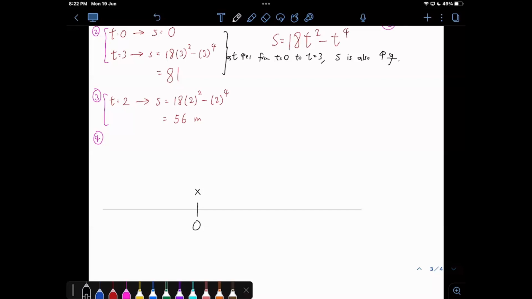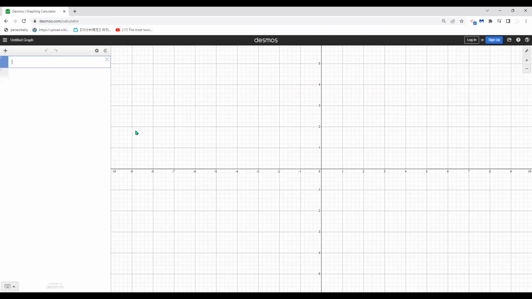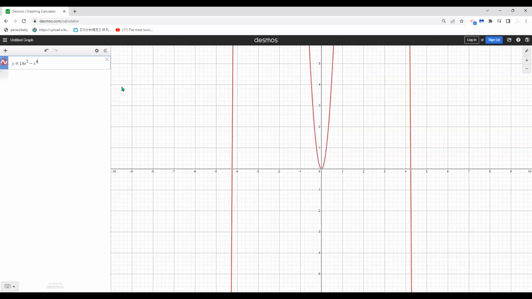Do you believe me? If you don't believe me, let me convince you. Desmos, just draw the graph. Let me just set up the graph over here. Can you see the Desmos screen? Yeah, so we're going to draw y equals 18t squared minus t cubed, right? Desmos can only accept x and y, so I have to rewrite it. Little y equals 18x power 2 minus x power 4, instead of s and t.